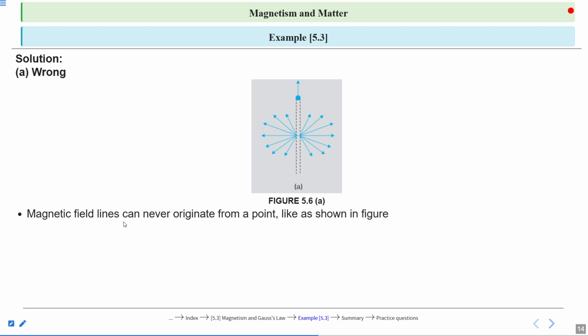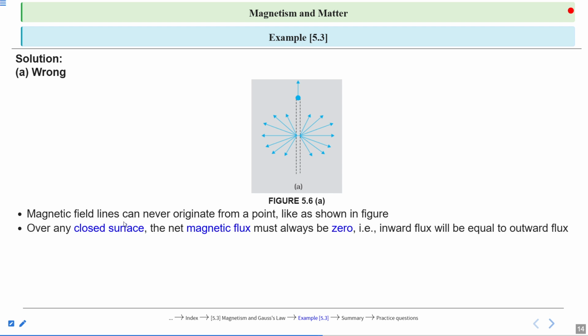Magnetic field lines can never originate because they form continuous closed curves. Over any closed surface, the net magnetic flux must always be zero. That means inward flux will be equal to the outward flux. If we consider any closed surface over there, there will be only outward flux. So it will violate the Gauss law for magnetism. That means this pattern of magnetic field lines is incorrect.